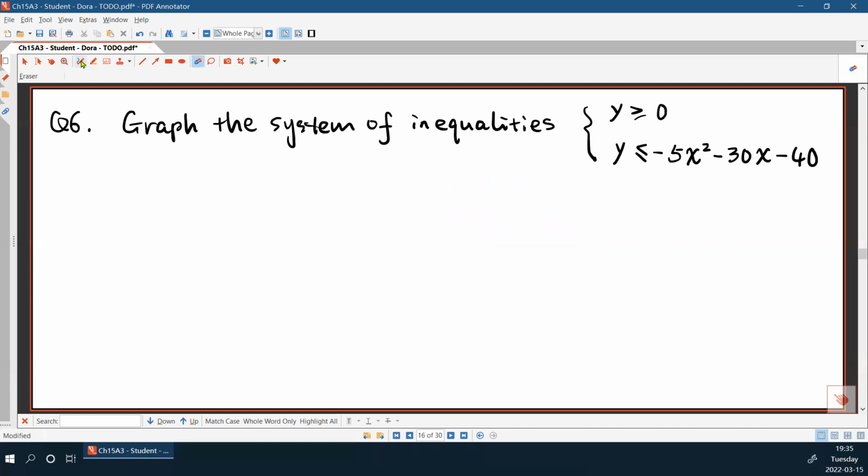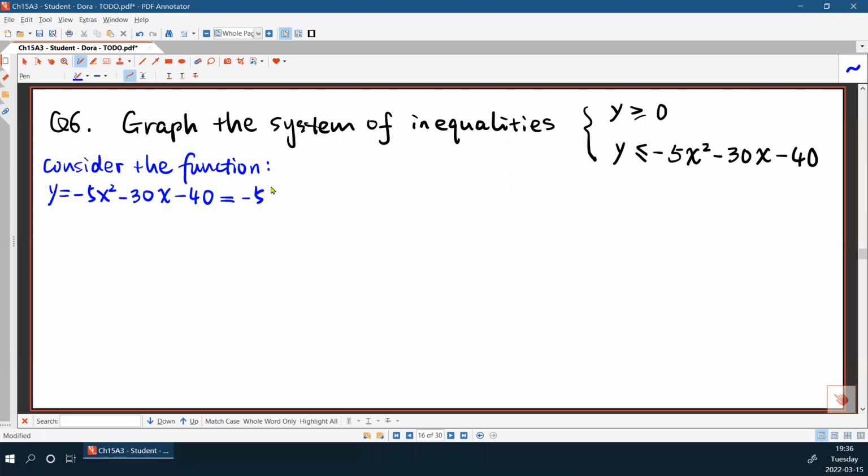So let's say we start from the second one. Second one is a quadratic inequality. Apparently, we should consider the corresponding function, right? Okay, so let's consider the function y equals negative 5x squared, negative 30x minus 40. In order to sketch this graph, we need to convert it to a vertex form, right?